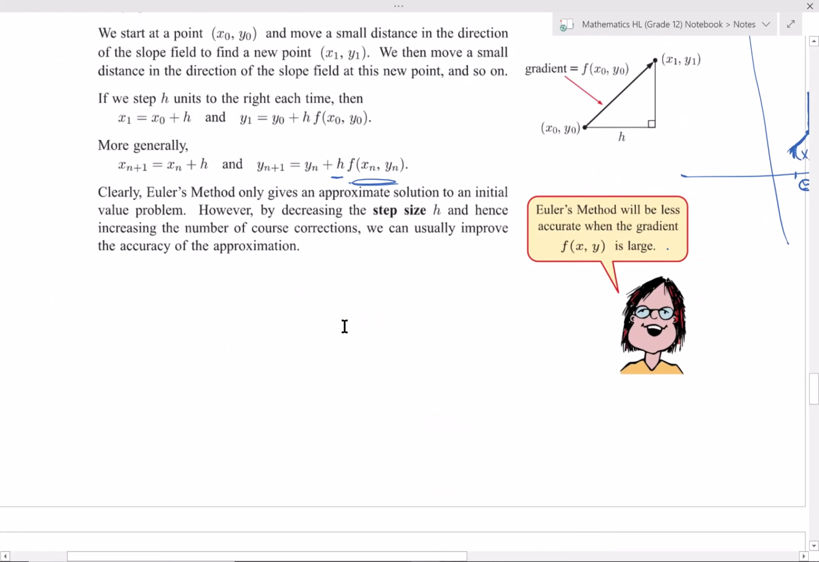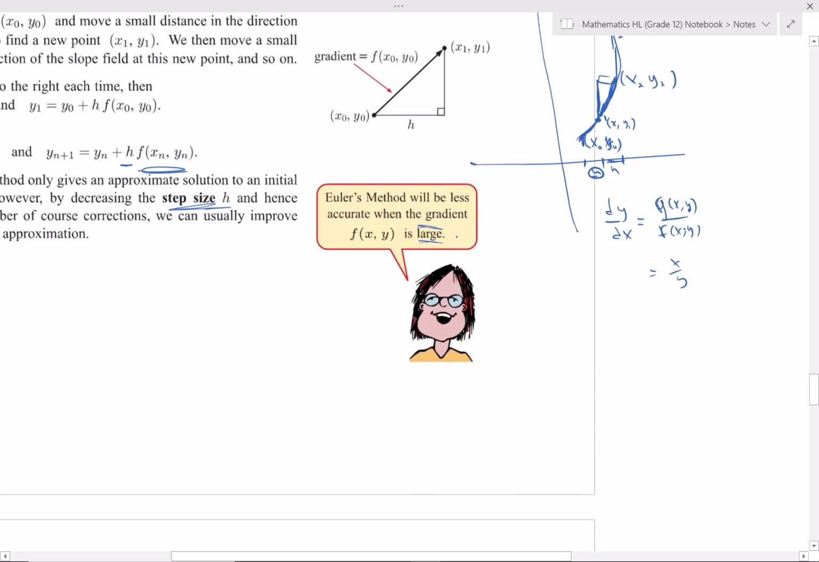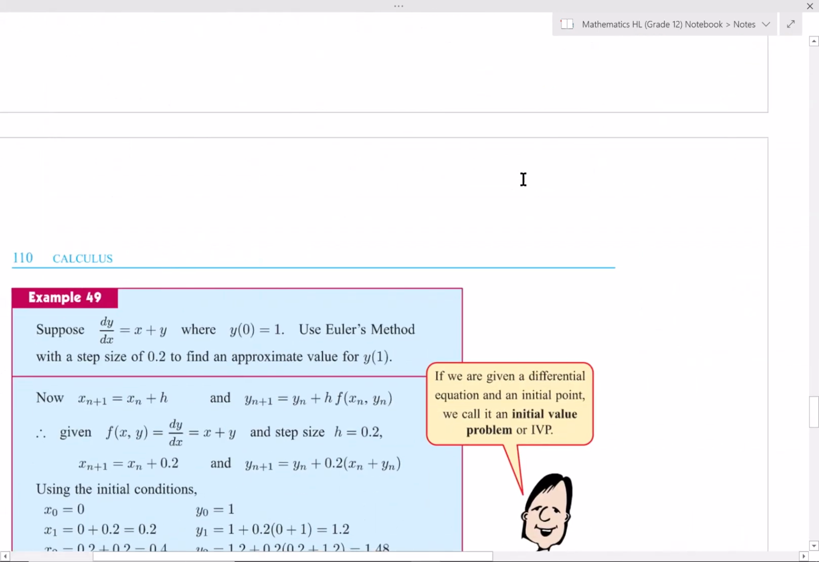There are some things that we already talked about. If you make the step size, that h, smaller, you'll have a better approximation. If the gradient is large, you have a less accurate result, right? Like you can see, when I had a bigger gradient, this ended up going farther, which means it'd be less accurate. All right, so let's look at an example.